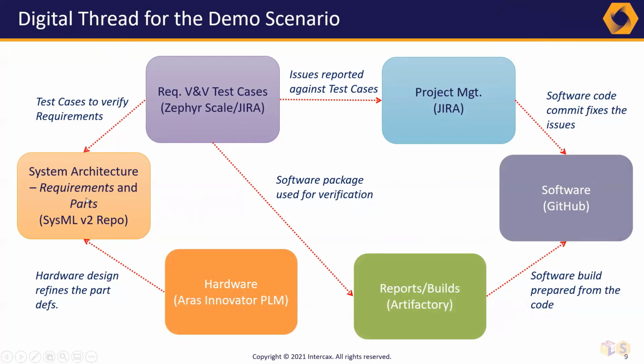Also, the part definitions that are there in the system architecture model are defined in an RS Innovator PLM system to refine the part definitions. So you'll see a very simple digital thread like this, but hopefully this will give you an idea of how one can start building a SysML v2 digital thread using tools like Syndeia.